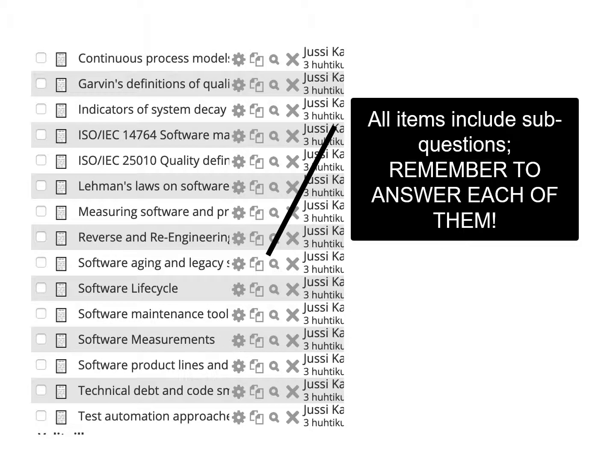Finally, this is probably the thing you have been waiting for. This is the high-level topic of all the exam questions that are in the pool of questions that are included in this course's exam. So all these items include sub-questions. Remember to answer each of them. If there are sub-questions, it means that they are taken into account in the grading, and each sub-question is a point or part of a point or something like that. So remember to answer each sub-question.